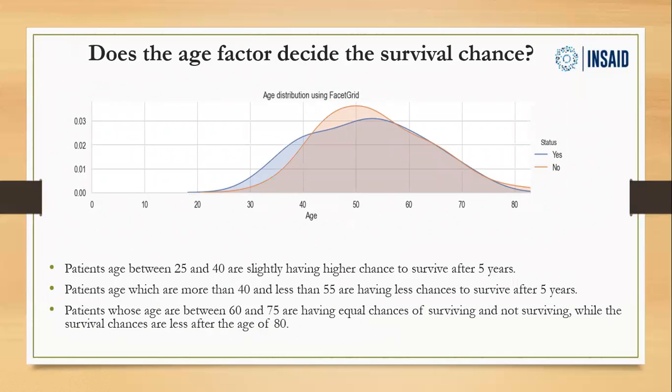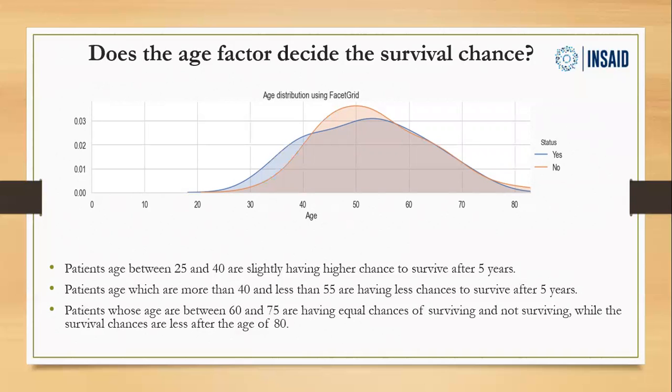Does the age factor decide the survival chance? Yes, in the age range between 25 to 40, you can see that the blue region is much higher than the orange region. So patients aged between 25 and 40 have a higher chance for long survival. At the same time, the orange region has a peak rise between the age range of 45 and 55. In this age range, you can see the maximum number of patients had a short survival.